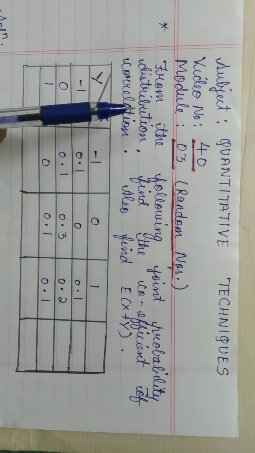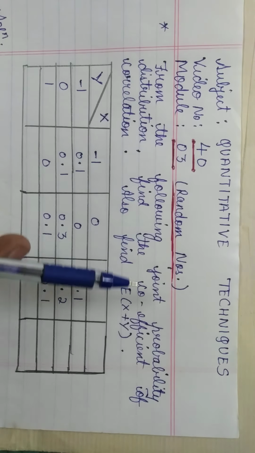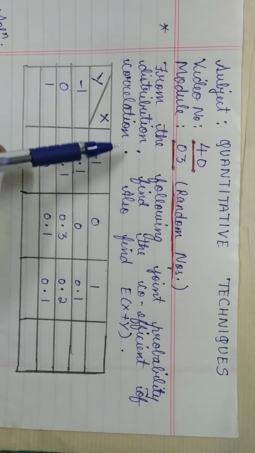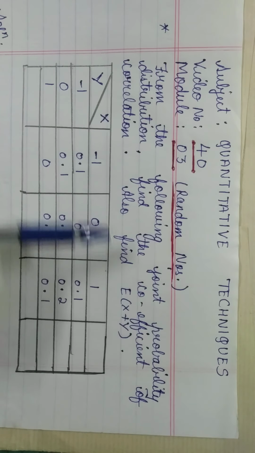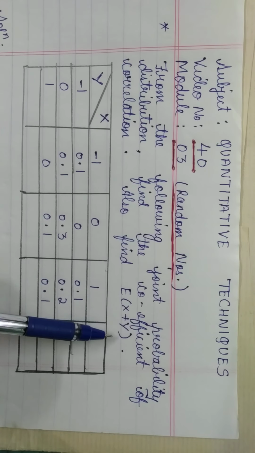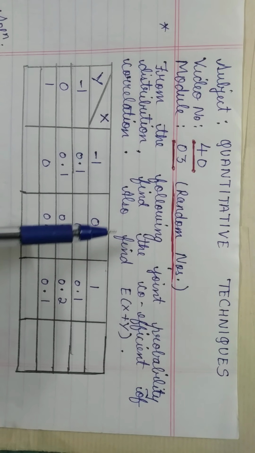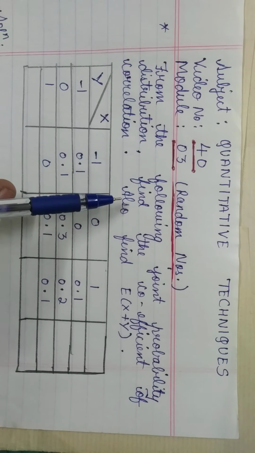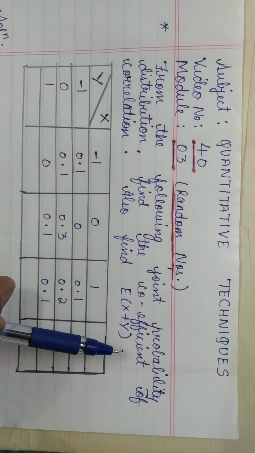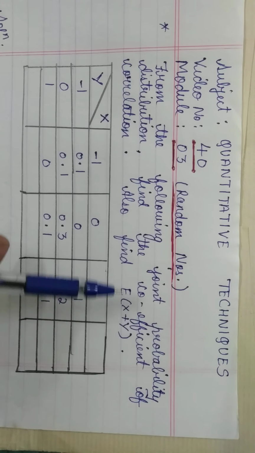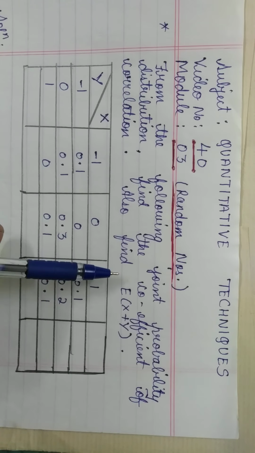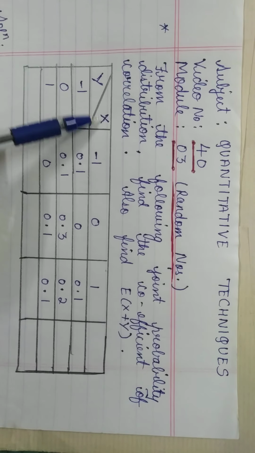The problem is like this: from the following joint probability distribution, find the coefficient of correlation. Also find E(x + y), that is, the expected value of x plus y. So far, whatever problems we have taken, we have found either the expectation of x or the expectation of y, because it was a marginal probability. But in this case we have a joint probability of x and y.